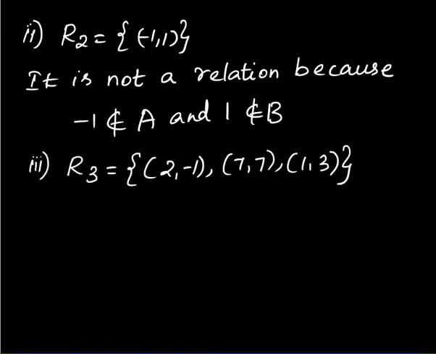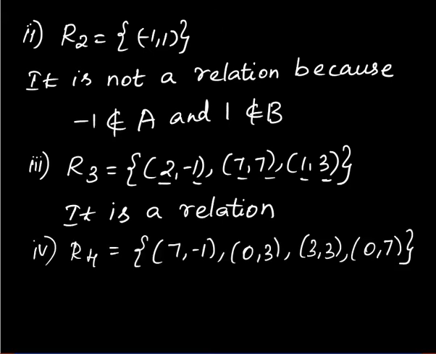So look at R3, it is defined by the set {(2, -1), (7, 7), (1, 3)}. If you see here, 2, 7 and 1 belong to set A and -1, 7 and 3 belong to set B. So therefore, it is a relation. R4 is equal to {(7, -1), (0, 3), (3, 3), (0, 7)}. So here the first elements are 7, 0, 3 and 0. Clearly we can say that 0 does not belong to A. So therefore R4 is not a relation.